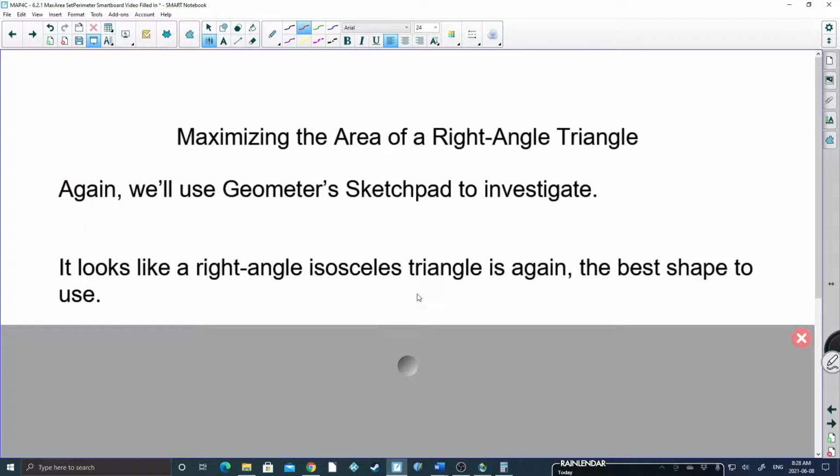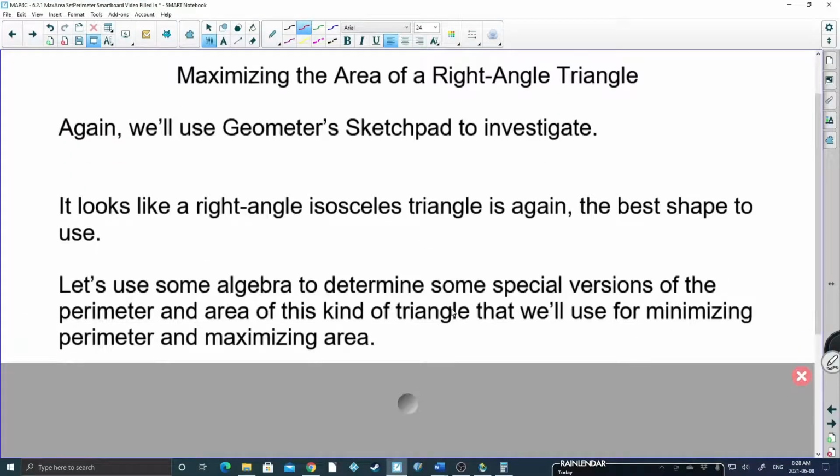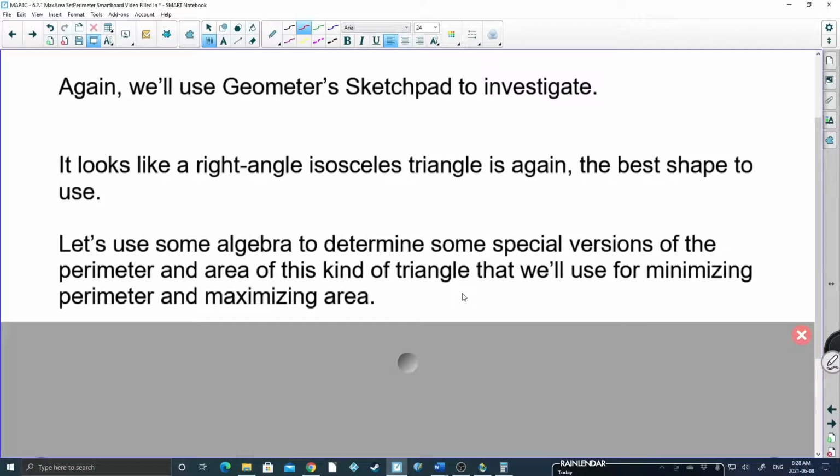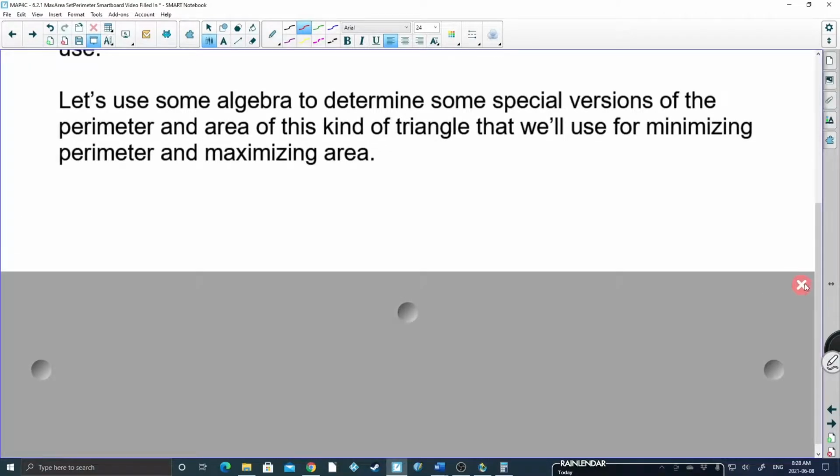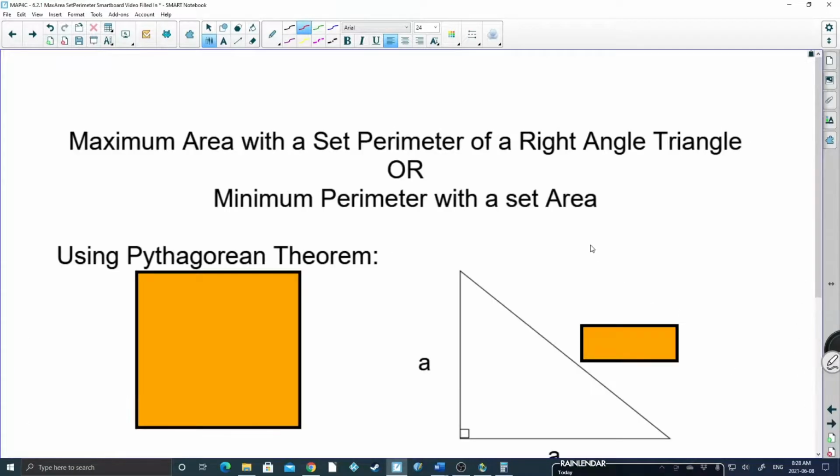So what we're going to do now is we've optimized our right angle triangle. We know it has to be an isosceles triangle. How does that change the equation? So in the square example, where we had a rectangle, we changed the equation of the rectangle to match the equations of squares, so side squared and 4L. How does doing that kind of thing for a right angle triangle affect it when we have to have an isosceles triangle? So we're going to use some algebra to find some special versions of those equations, the perimeter and the area of an isosceles triangle.